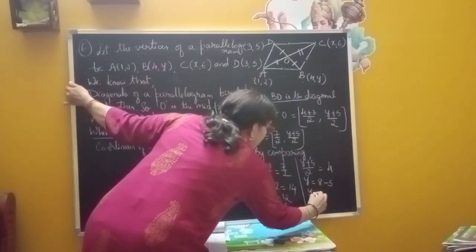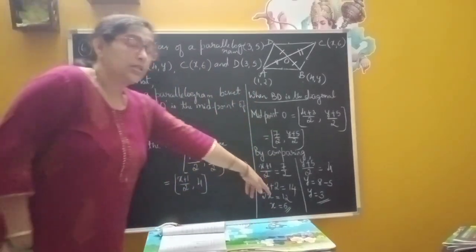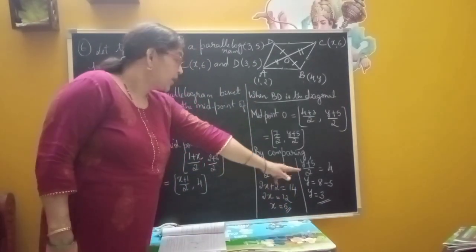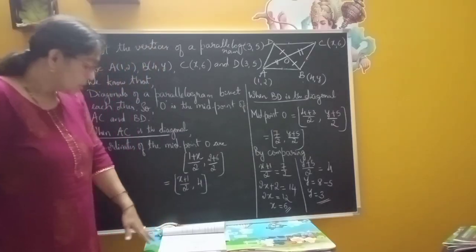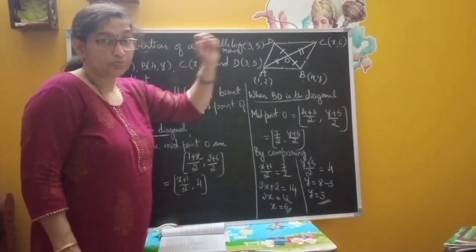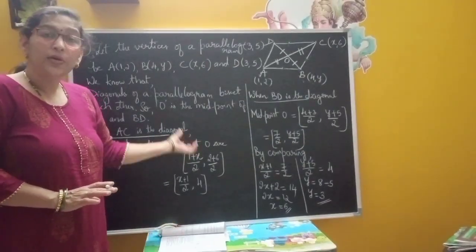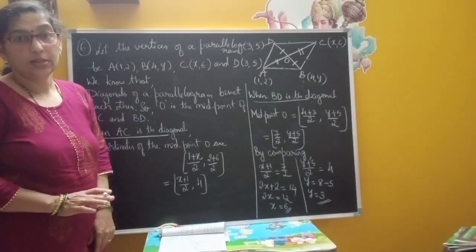So y is equal to 3. So we got the values of x and y. X is equal to 6 and y is equal to 3. These are the required values. So that's it. Very simple problem, and it's very important also. Please practice it.